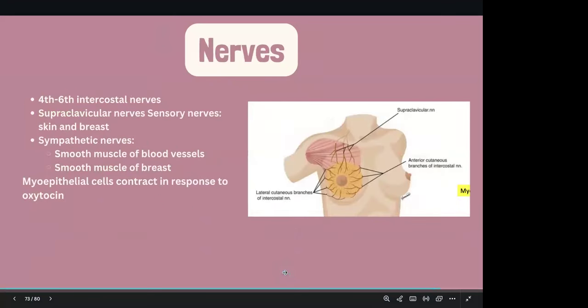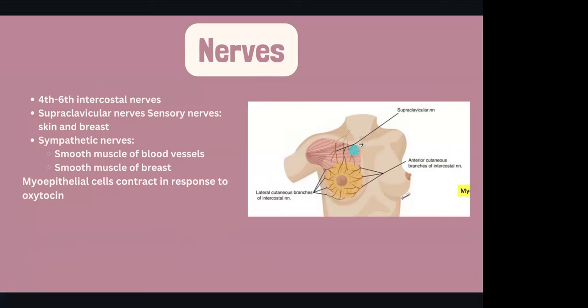Now, the nerves. The nerve supply is similar to the blood supply. You have the 4th to 6th intercostal nerves, which is like the blood supply. You have the supraclavicular nerves. You can remember, subclavian gave internal thoracic. So supraclavicular sensory nerves to the skin and the breast. And then you have some sympathetic nerves, which are to the smooth muscle of the breast and the smooth muscle of the blood vessels. And then you have the myoepithelial cells contract in response to oxytocin. So oxytocin from the posterior pituitary is released, and then they contract.